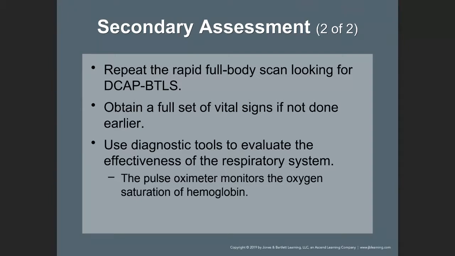Use your diagnostic tools to evaluate the effectiveness of respiration or the respiratory system. So use your pulse oximetry, use your end-tidal CO2, capnography, waveform capnography, get the patient on your cardiac monitor, do a 12-lead ECG if necessary, establish IV access, and initiate fluid resuscitation if necessary.